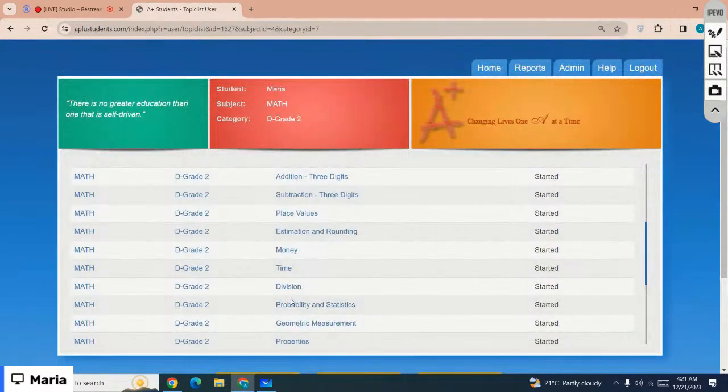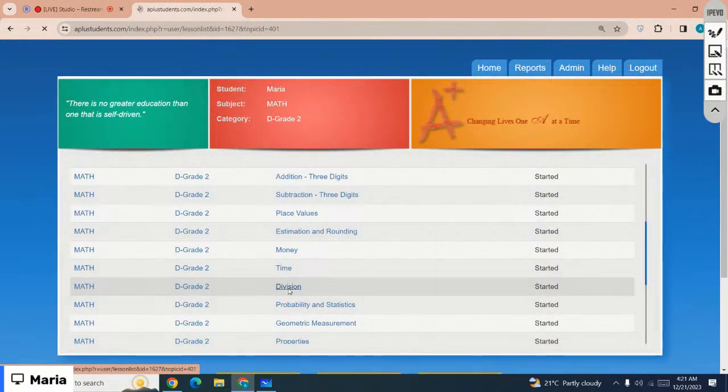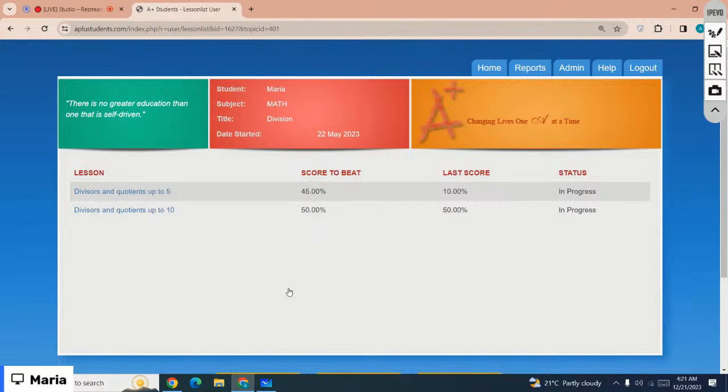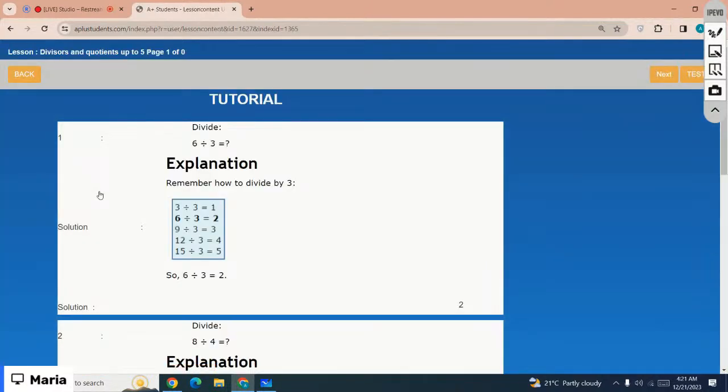Division is also easy if you know the tables, right? Let's start with the first lesson, that is divisions and quotients up to 5. So how do we divide? The first example is 6 divided by 3. Basically, what you have to do is count the 6 in 6 divided by 3. 3 is the divisor.